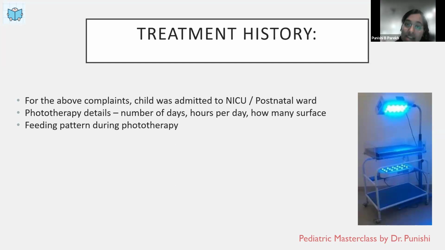So, how many days did the child receive phototherapy, or for the past how many days is the child still receiving phototherapy, if your child is still requiring PT? So, number of days, hours per day, how many surfaces? Number of days is obviously something the mother will tell you, let's say for the past 24 hours the child has been kept in phototherapy.